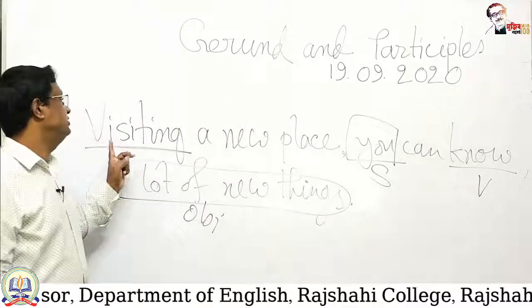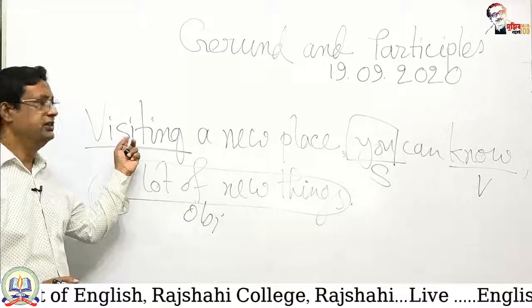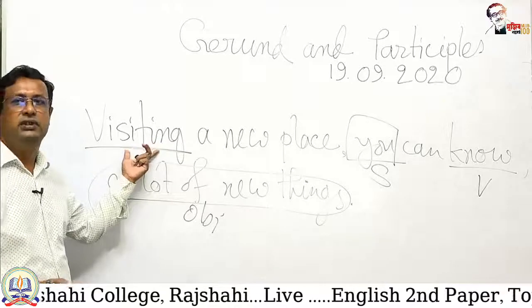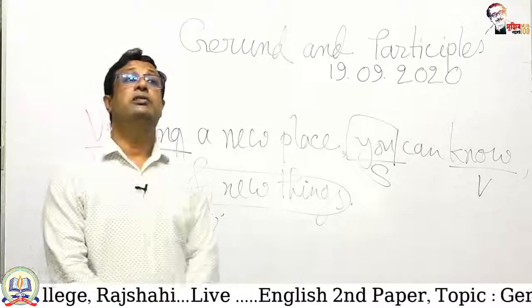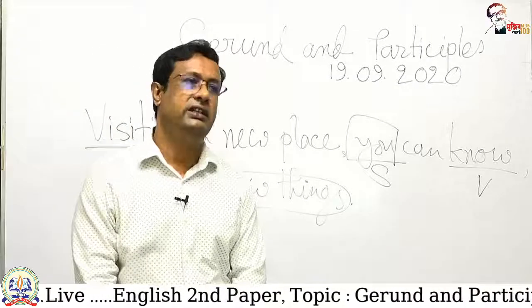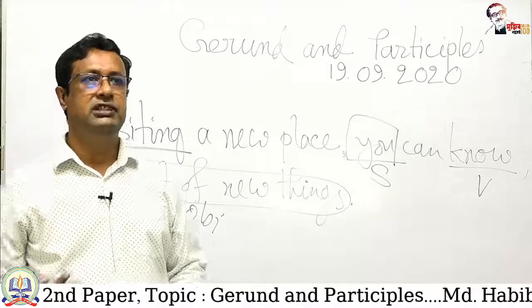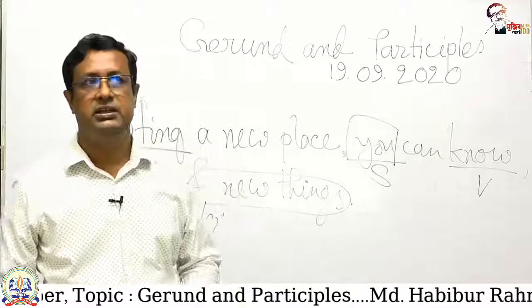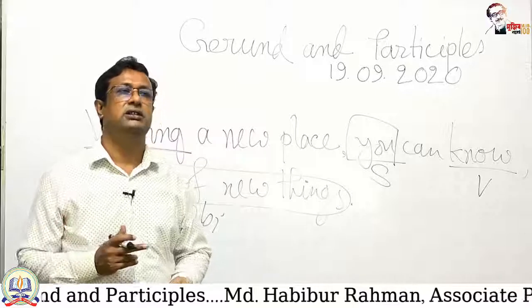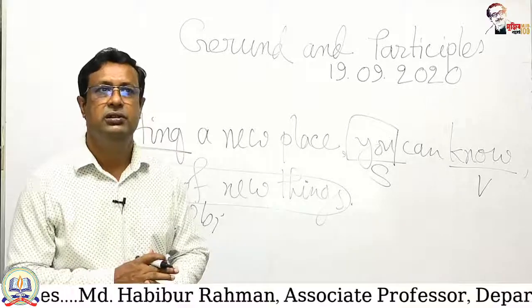So what is actually visiting? Visiting a new place, what is its identity? This is also a verb, a non-finite verb. Why non-finite? Because this verb does not indicate any tense. It has no subject. It does not change with subject and tense. The verb which cannot change in accordance with subject or person and tense is called non-finite.